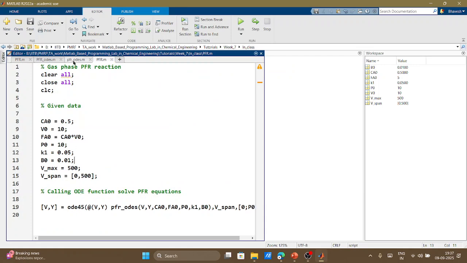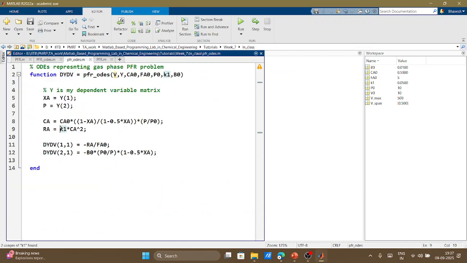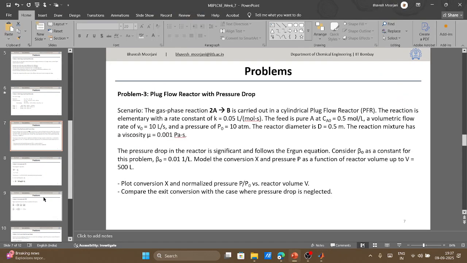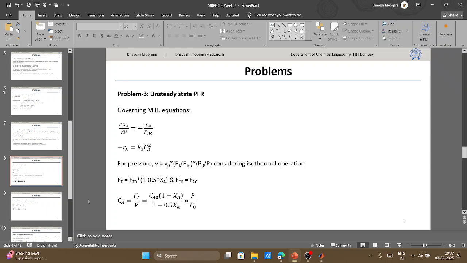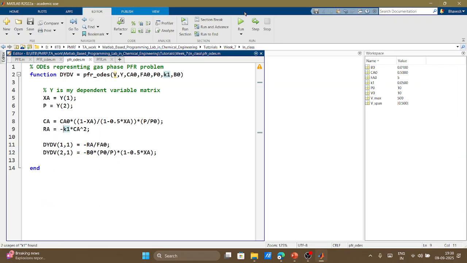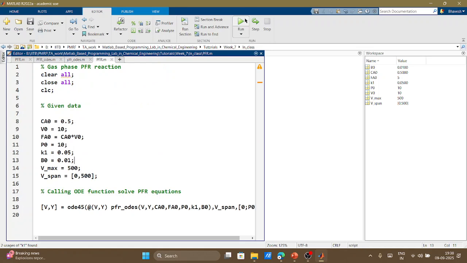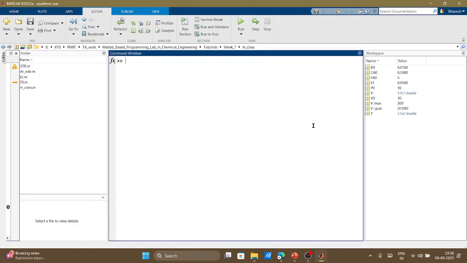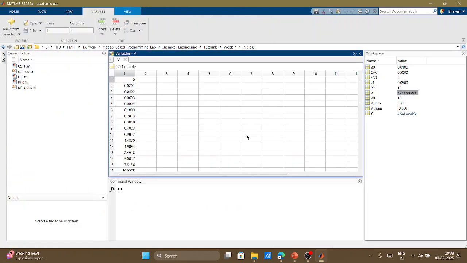Oh, I made a mistake here in PFR ODE. So RA is also minus K A CA square, right? Here your rate minus RA is given as K1 CA square, so it should be this way. Then now it should work. Yeah, it's running. It has completed the analysis, and you have the various volume values. Corresponding to that, you have conversion. You can see conversion is increasing and your pressure is decreasing.